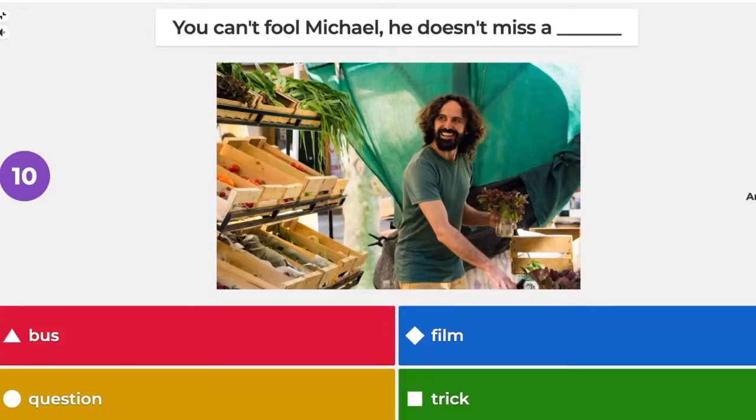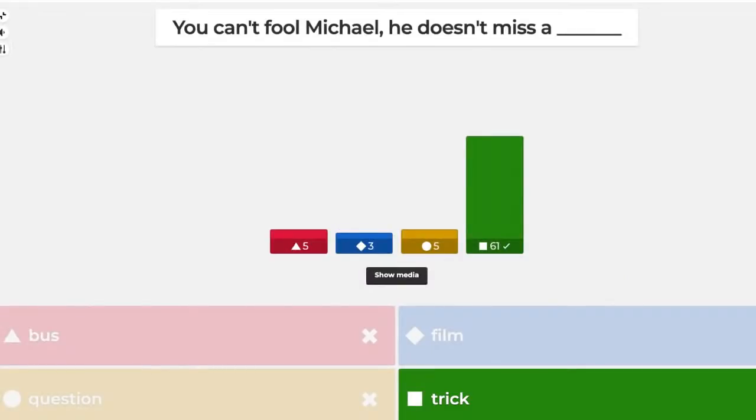10 seconds left. Well done, Jane. Well done. Grace, be careful. Yeah, you can't fool Michael. He doesn't miss a trick. That's the answer.